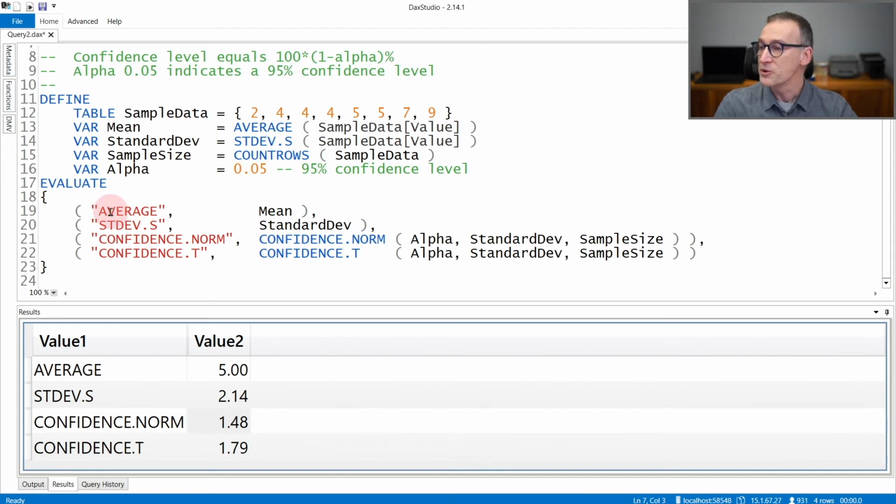And the report is computing the average, the standard deviation, then the confidence, both using a normal distribution and a Student t distribution, with the confidence level, the given standard deviation, and the sample size.